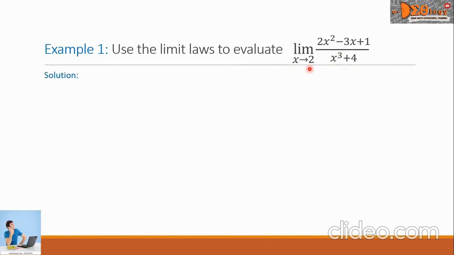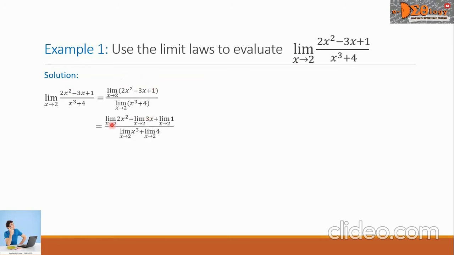For our solution, let us copy this problem down here. Then, let us show that we are going to take the limit of the numerator and the denominator respectively. So it will be like this. And in the numerator, we are going to show that we are going to take the limit of each of the terms of this function. The same way, we will do it in our denominator.